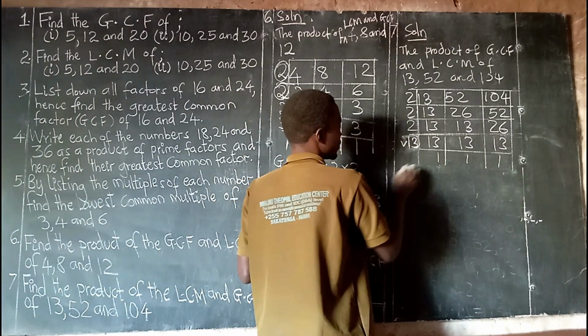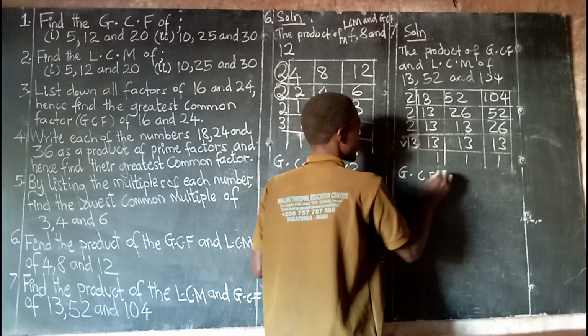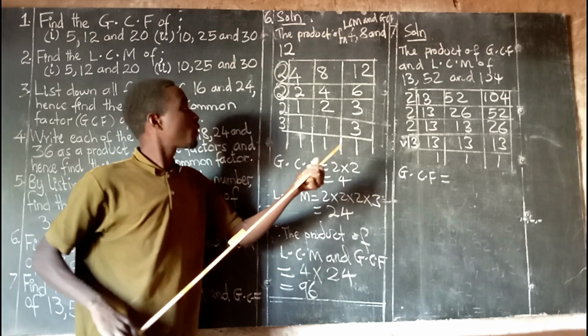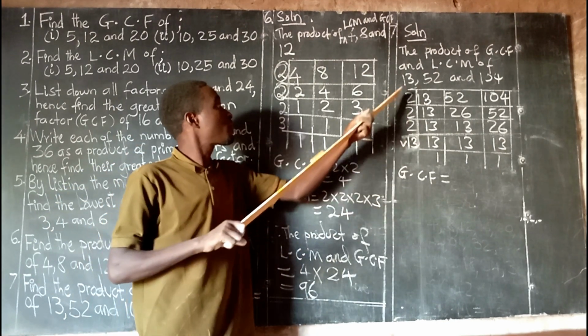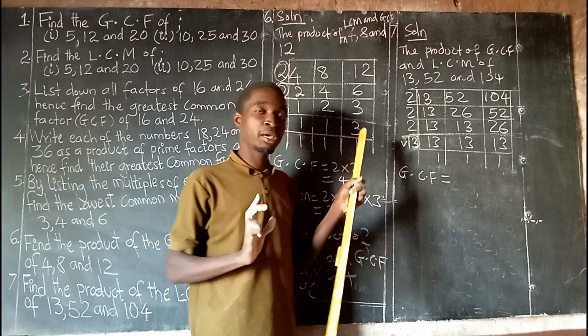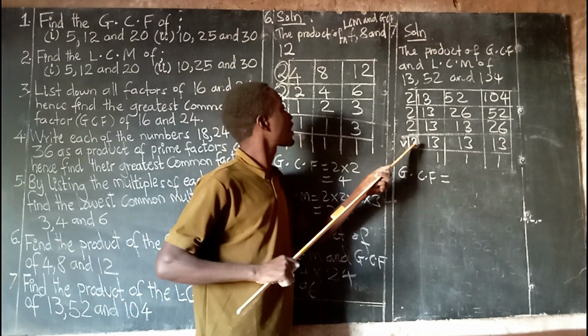Now let us start with the GCF. The GCF for these 3 numbers will be equal to, as I told you, when we are looking for the GCF, we take the product of all the prime factors which have managed to divide all the given numbers without a remainder. As you can see, here we have only 13.